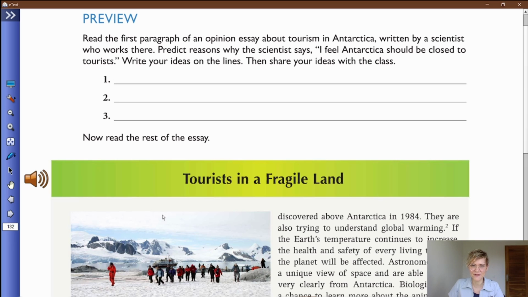Read the first paragraph of an opinion essay about tourism in Antarctica, written by a scientist who works there. Predict reasons why the scientist says, I feel Antarctica should be closed to tourism. Write your ideas on the lines. So, let's look at the first paragraph.